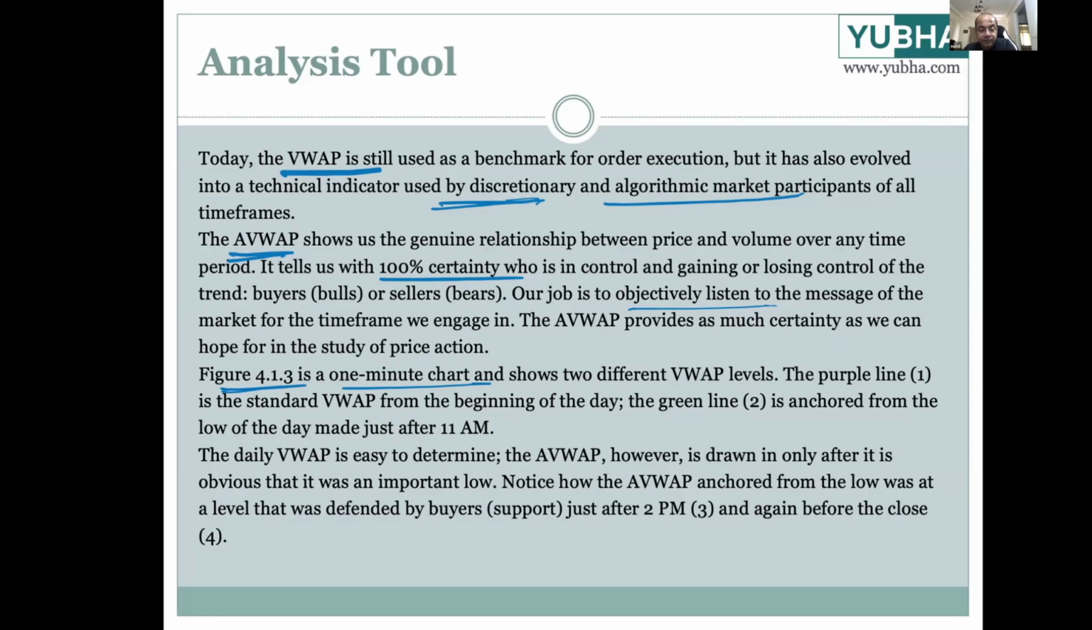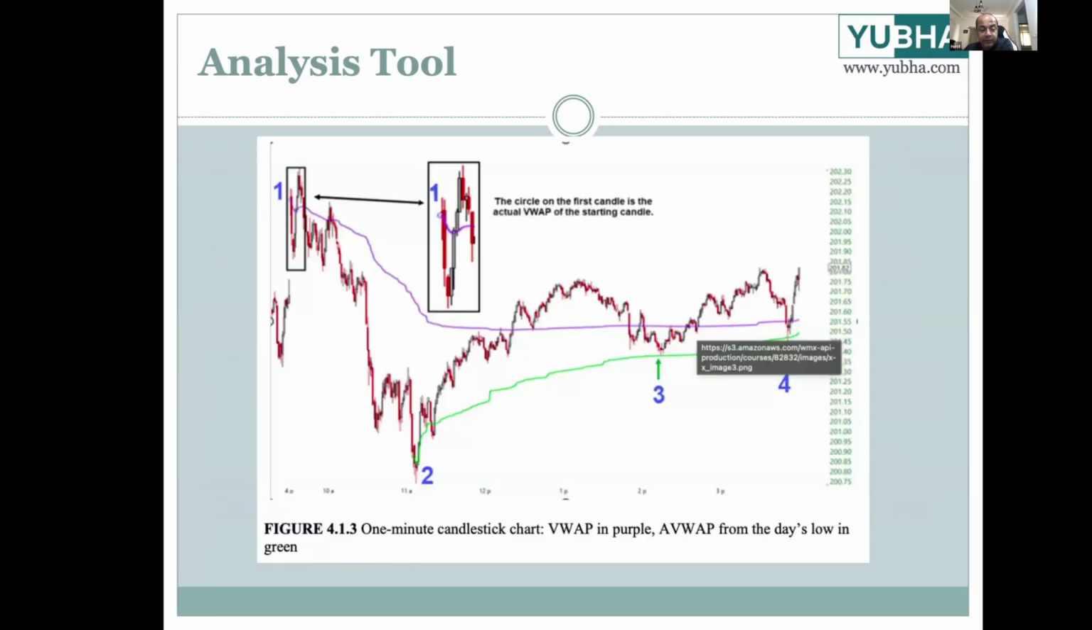And it's very easy to determine the daily VWAP. It starts from the beginning of each day, but anchored VWAP is drawn from any major high or low, or even from any results. So if you look at what is there over here, the VWAP is in purple, and the anchored VWAP from the day's low is in green.